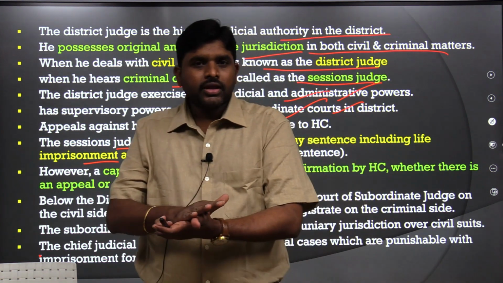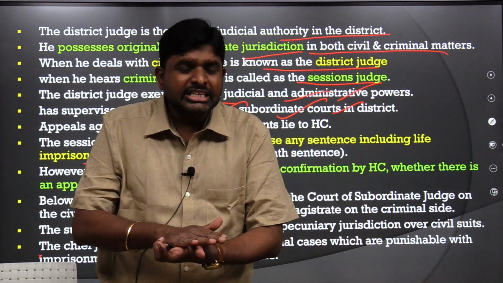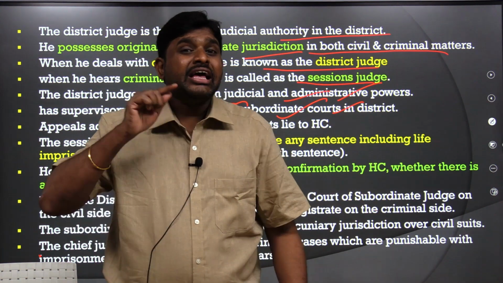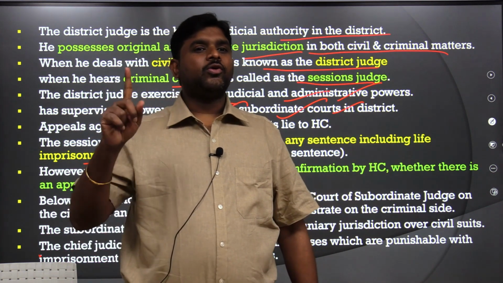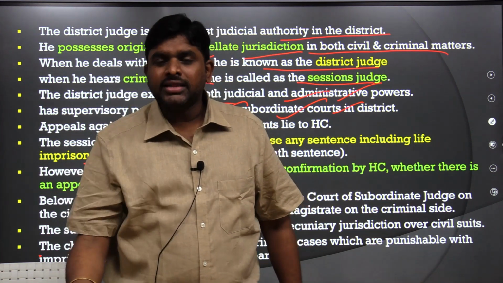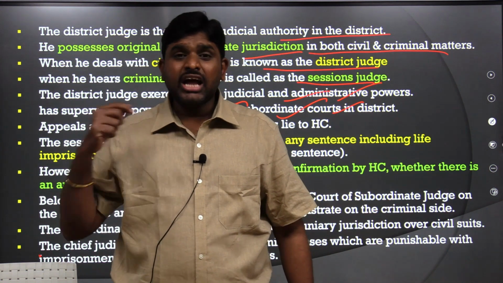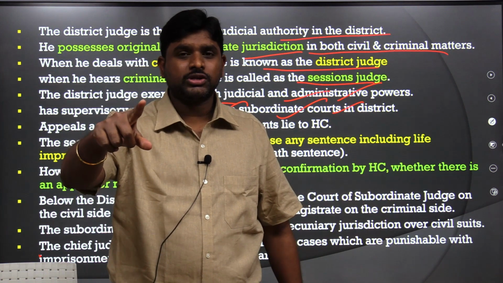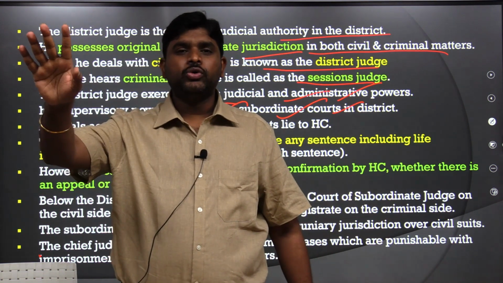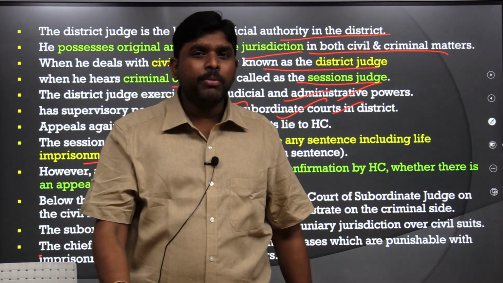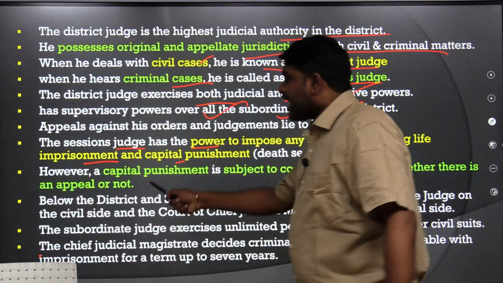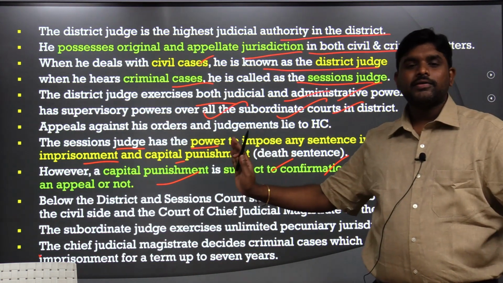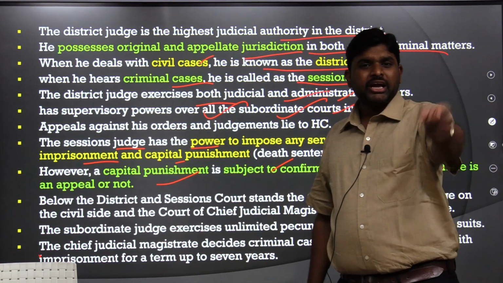But when a capital punishment is given by the district sessions judge, it should be reapproved by High Court. If it is not approved by the High Court, then that execution will not be a legal execution. It will not be allowed to be executed. So compulsorily it should be reapproved by High Court. A capital punishment is subject to confirmation by High Court whether there is appeal or not. Whether there is appeal or not, it should be confirmed by the High Court.